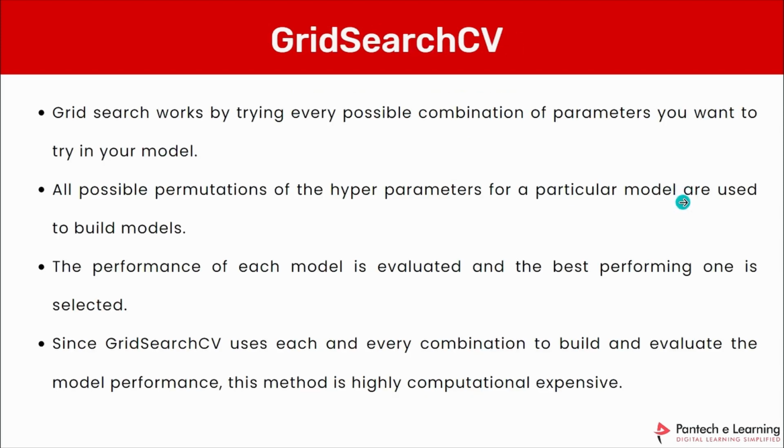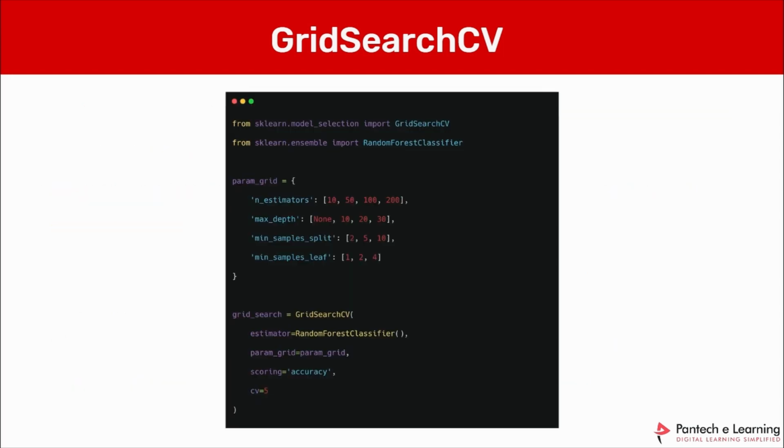Going with the next one, which is grid search CV. Grid search works by trying every possible combination of the parameters you want to try in your model. You can give n number of combinations. For example, we will be passing it like this. Can you see this? I am passing the n_estimators values starting from 10, then 50, then 100, 200. You can give 10 values, 20 values in this list, but it will consume a lot of time because it wants to try all the possibilities here.